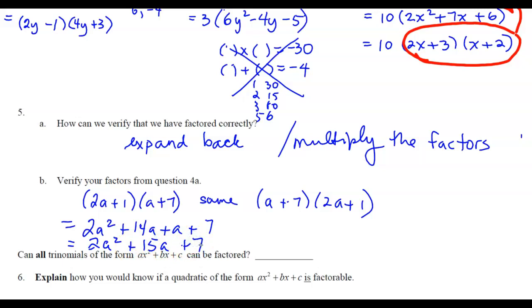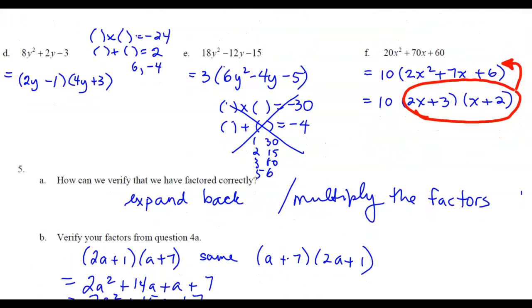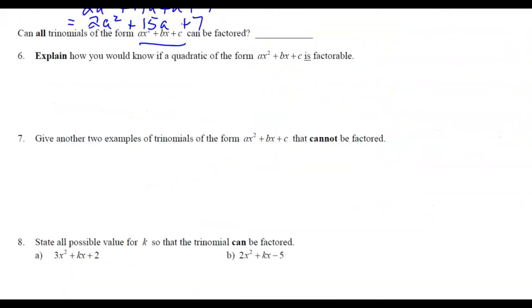Okay, what did we just figure out? Can all trinomials of this form be factored? Did we have any that couldn't be factored? Yeah, we did. That's the last one, right? In, what was that, E? So no, not all of them can. Okay, so explain how you would know if a quadratic of the form, that form that we've been doing, is factorable. You have to be able to find those two numbers.